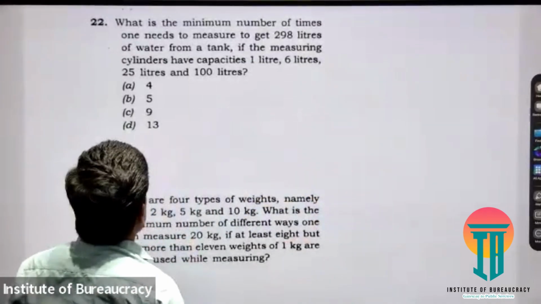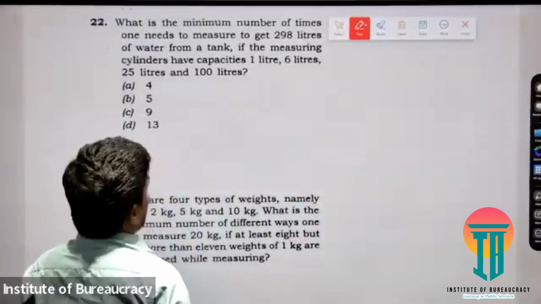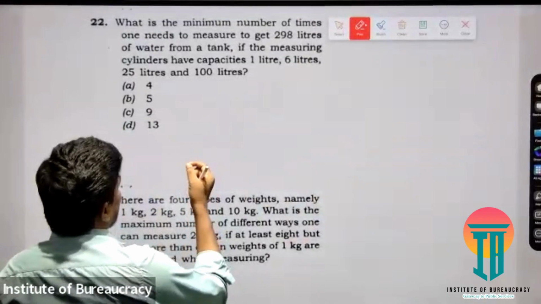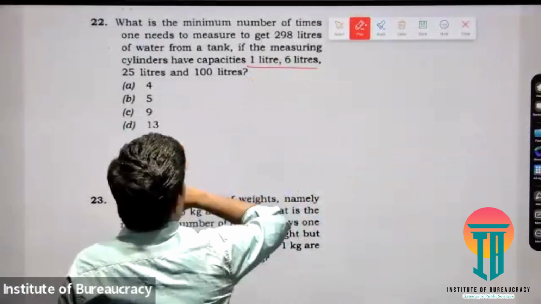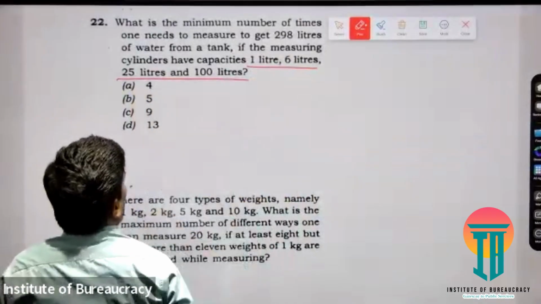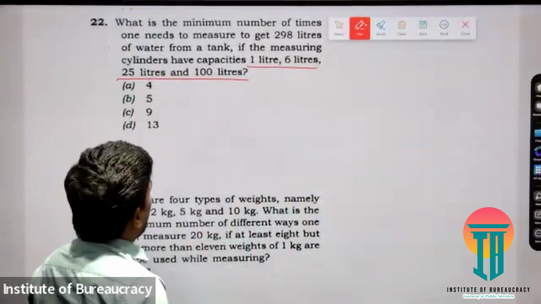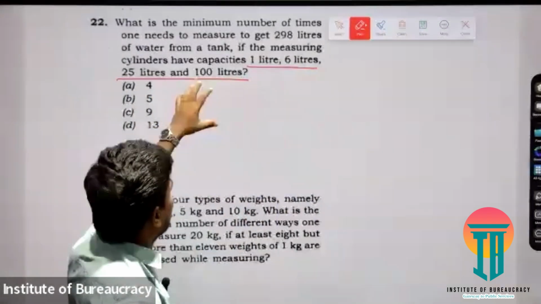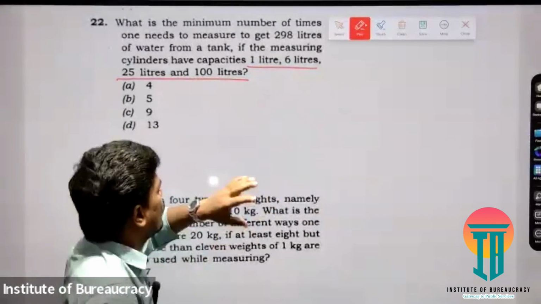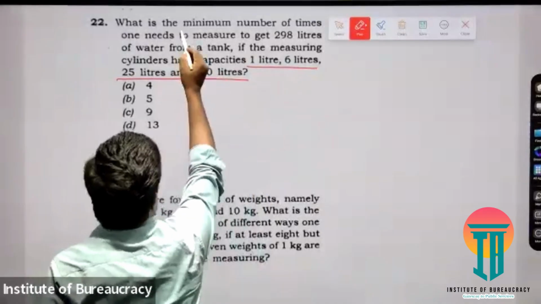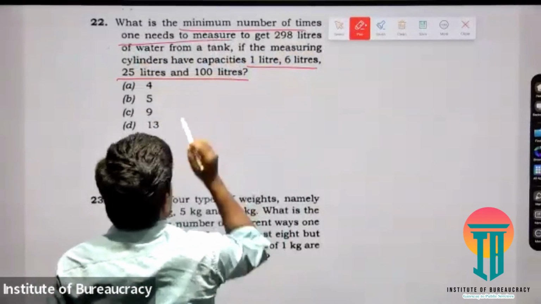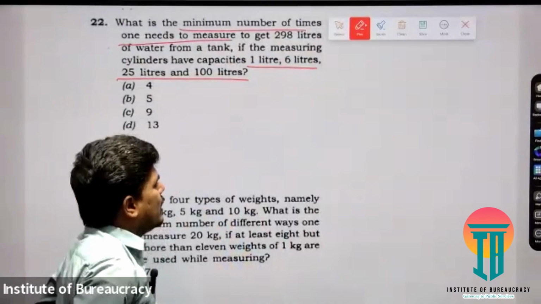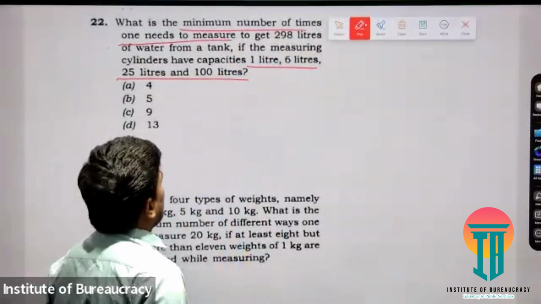What is the minimum number of times one needs to measure to get 298 liters of water from a tank, if the measuring cylinders have capacities 1 liter, 6 liters, 25 liters, and 100 liters? The condition they have not given is that we have to use all the cylinders. They asked what is the minimum number of times one needs to measure. They didn't give any condition. Therefore, here it is the minimum number of times. How do you use it?